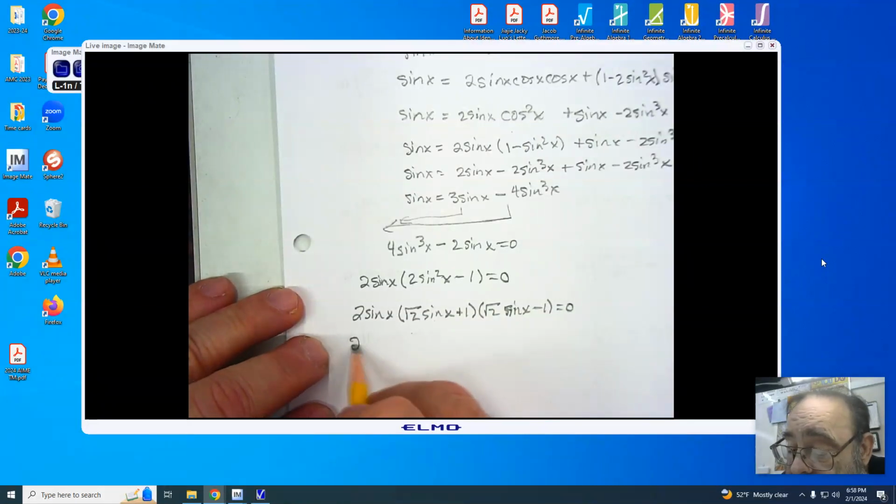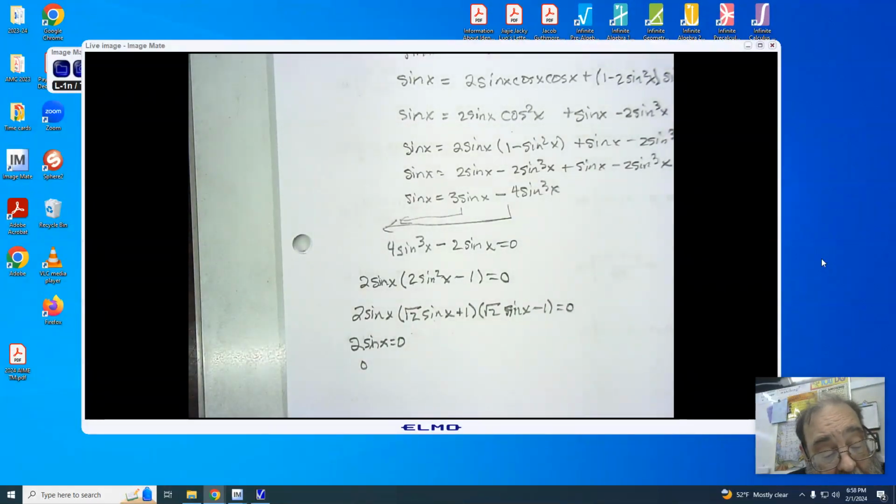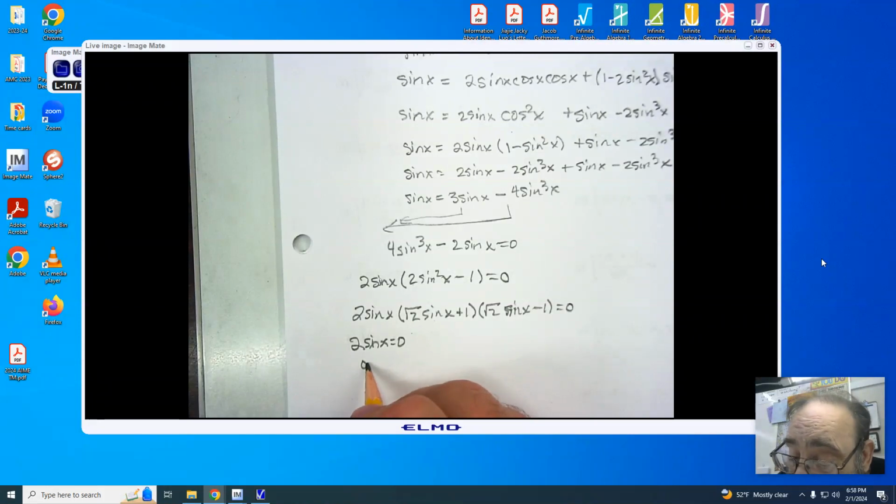And now I'm going to solve 2 sine x equal to 0. This will happen at 0. And let's just make sure we are in radian mode. So 0, pi, and pi.